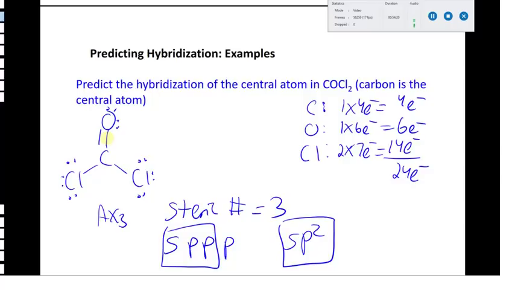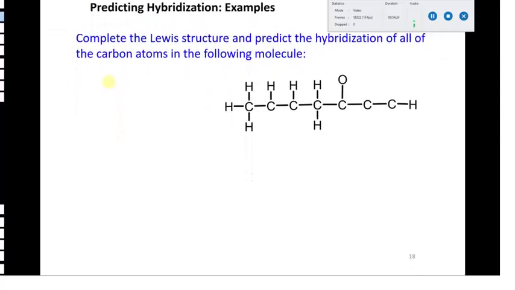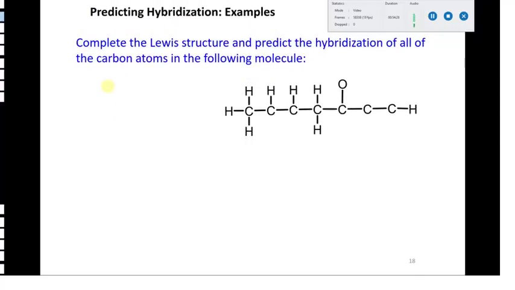All right. Now, we will also give you examples like this, where we will want you to complete the Lewis structure and predict the hybridization of all the carbon atoms in the following molecule. Now we've come across some structures like this already in chapter 3, some more complicated Lewis structures that have these sort of chains of carbon atoms. And again, the pattern we want to follow for completing the Lewis structure is we have carbon, oxygen, and in this case hydrogen in this structure.